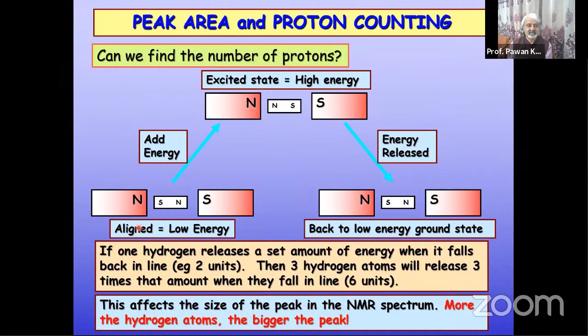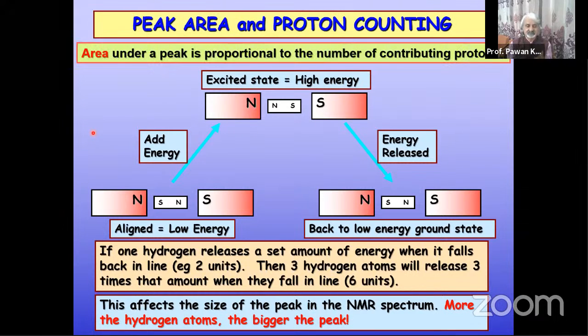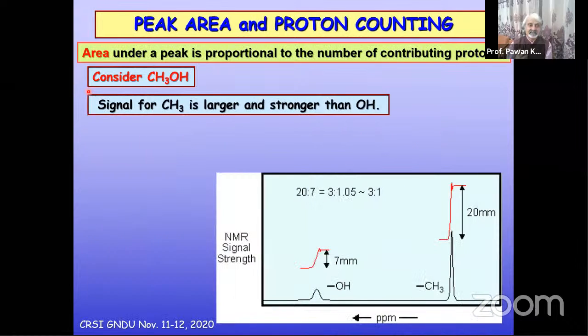Please remember, I'm writing bigger. I'm not writing taller, I'm not writing more height, right? I'm writing a bigger peak. It is deliberate. Why? Because we are not comparing peak heights. We are comparing peak areas. So the area under a peak is proportional to the number of contributing protons, and area is a direct consequence of the amount of energy released. So we do not compare peak heights, but we compare the areas under a peak. The area under a peak is directly proportional to the number of contributing protons.